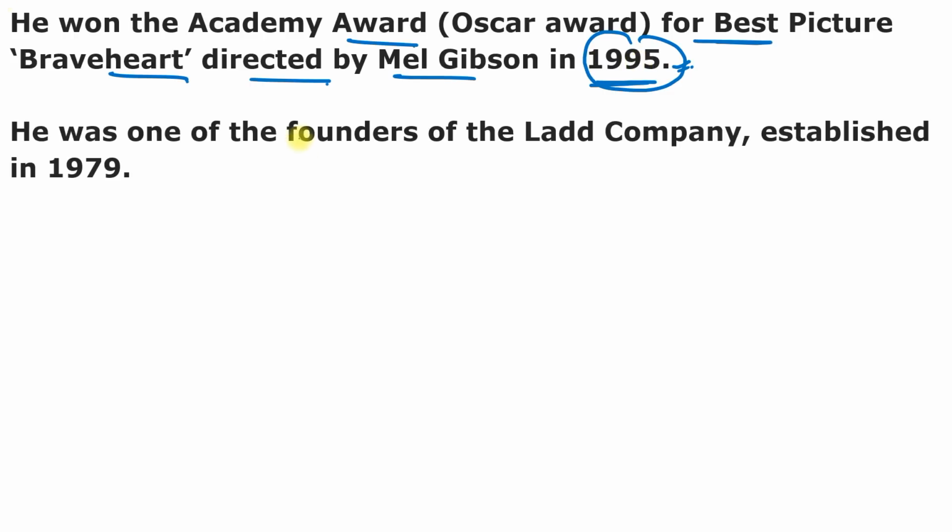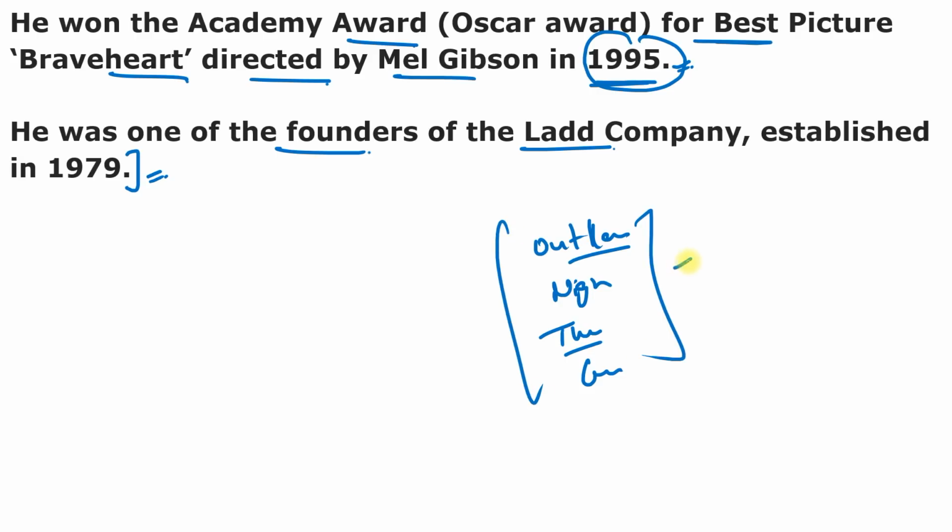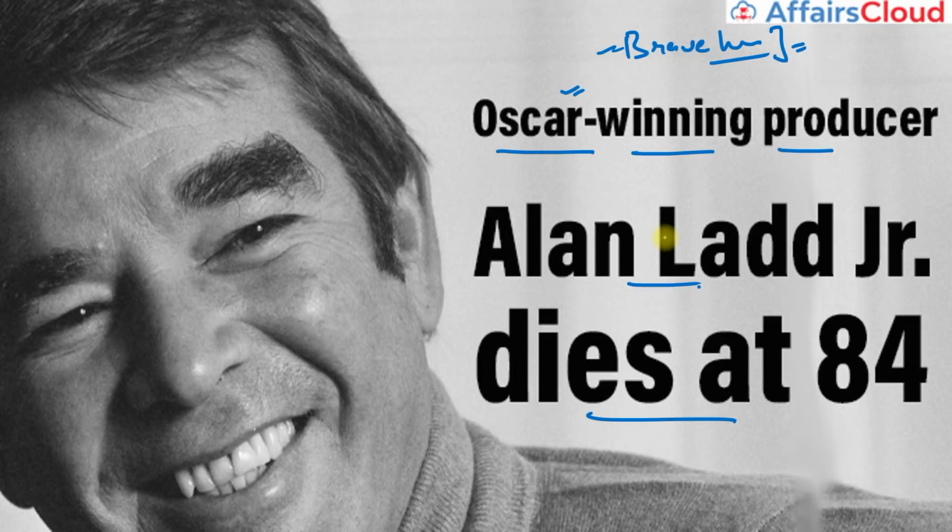A very famous producer, he was one of the founders of the Ladd Company, which was established in 1979. His popular movies produced by Alan Ladd Jr. were Outland, Night Shift, The Right Stuff, Gone Baby Gone. These movies were produced by the Ladd Company, or you can say Alan Ladd Jr. So these are very important movies produced by this Oscar-winning producer.